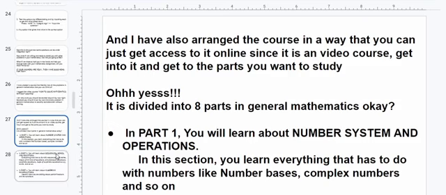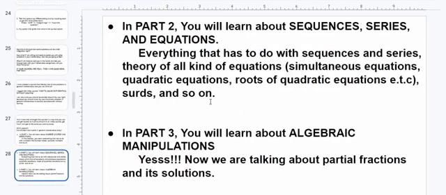Now in part two, you will learn about sequence, you will learn about series, you will learn about equation, everything that has to do with sequence and series, theory of all kinds of equation, either simultaneous equation, quadratic equation, root of equation, equation with root, equation with fraction, and everything. So you also learn about surds in this part. This part is actually loaded. I'm very sure you don't want to miss this kind of question or this kind of method to solve it.